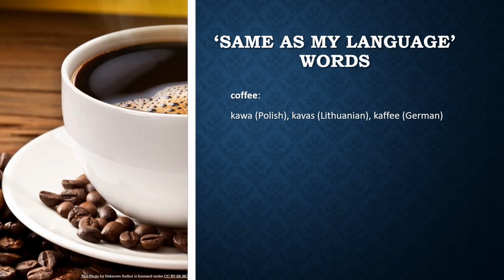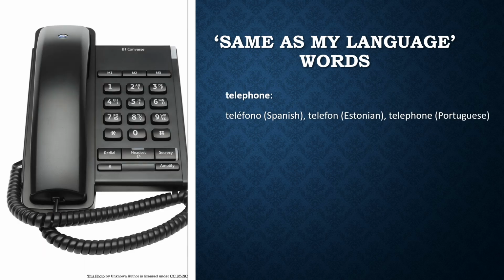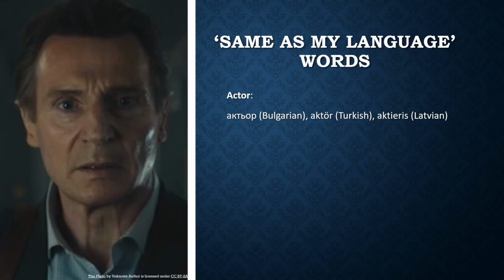So just some examples here we have for coffee. I'm not going to pronounce these words, but in Polish, Lithuanian and German, we have all spelled with a K to start with. Here we have some examples for telephone in some European languages. As we can see here, a lot of them are with F. Portuguese is actually very similar to English. And we have here some similar words for actor in a range of languages. So just be careful with these.